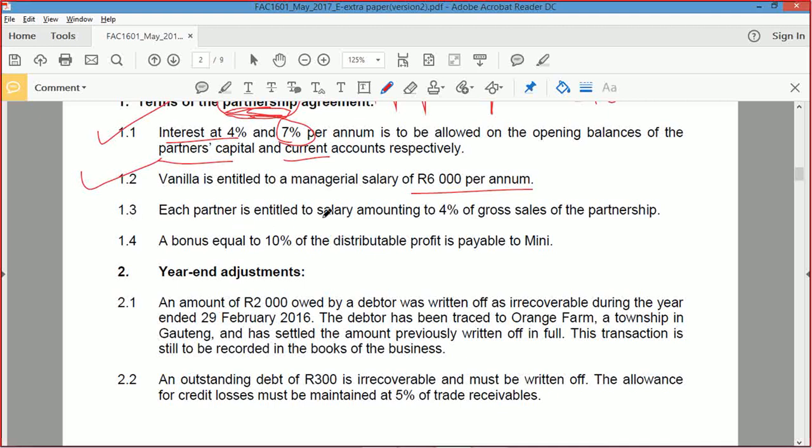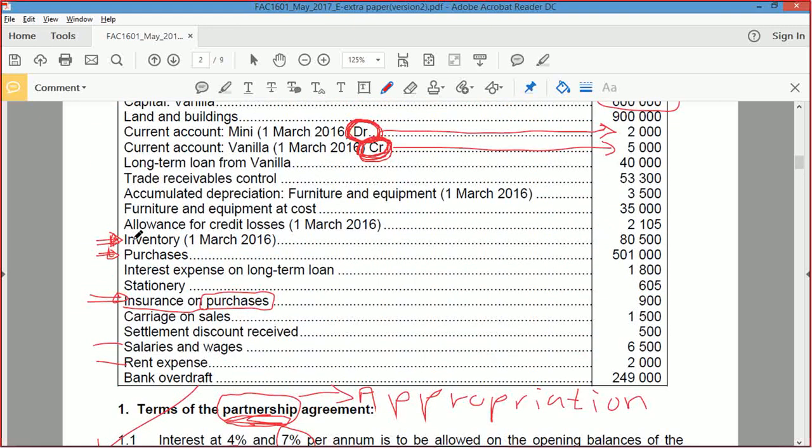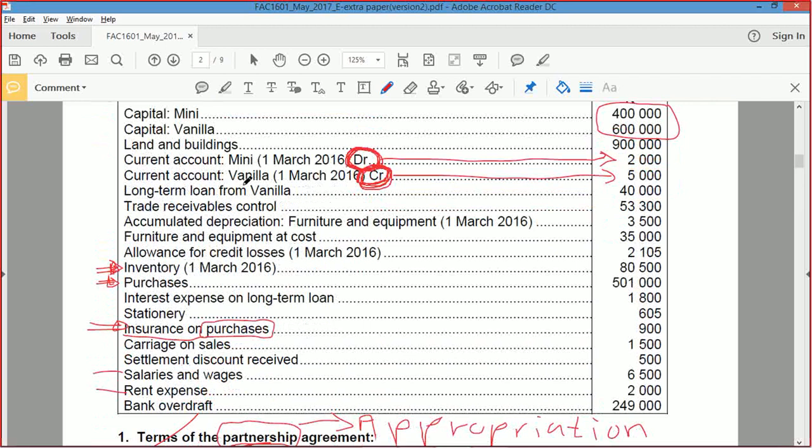Okay, let's go back. Where were we? We were at point number 3. So point number 3 I can tick. I've now looked at it. Am I going to use point number 1.4? Bonus equal to 10%. Yes, you would. Correct. So 10% of the distributable profit. Do you agree? Yes. So distributable means what's paid to the partners. Do you agree? Yes.